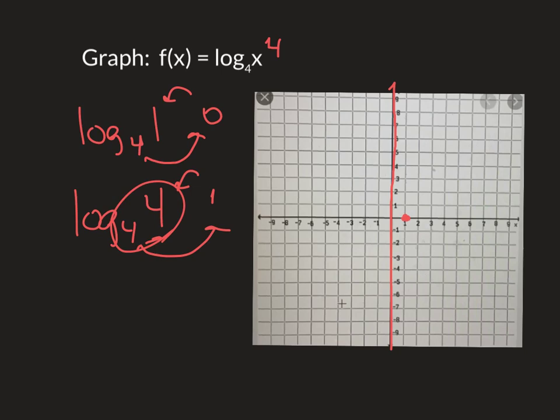So I'm going to go to 4. I plugged in 4, and I got 1. There's my second point. So all you got to do now is connect the dots, get close to the asymptote. It curves just like this, and there it goes. All right, that's all there is to it. Let's go a little bit tougher.